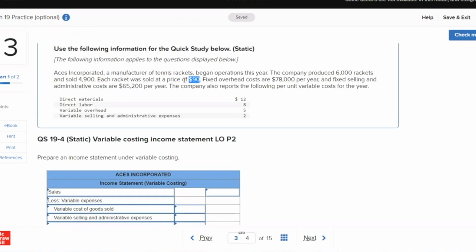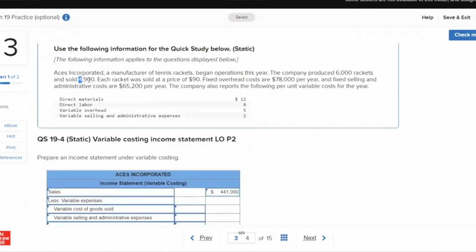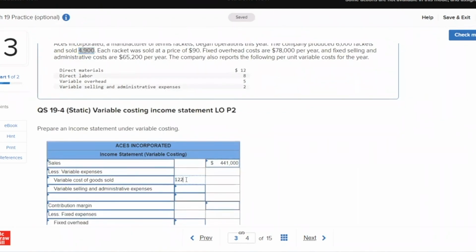We sold each racket at $90, and we sold 4,900 of them. So that's 441,000. Then the variable expenses: these three things, 12 plus 8 plus 5, so $25 times 4,900. That's 122,500. Just the variable. Don't include the fixed overhead in there.